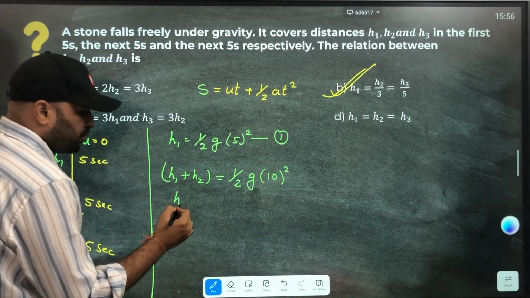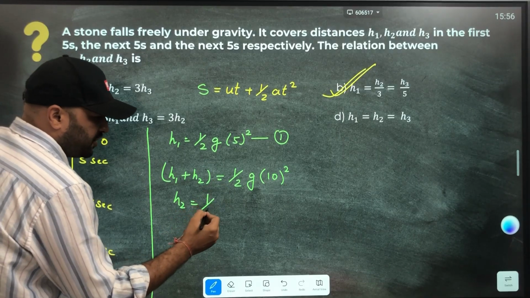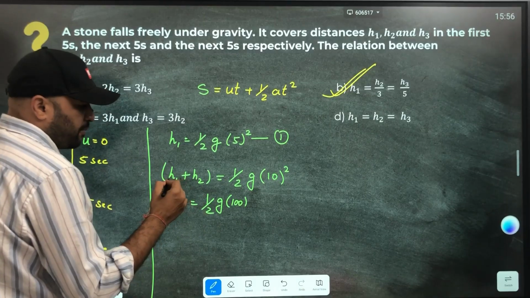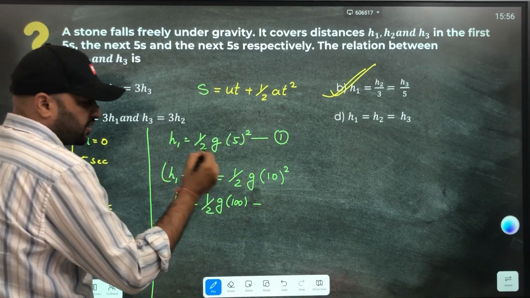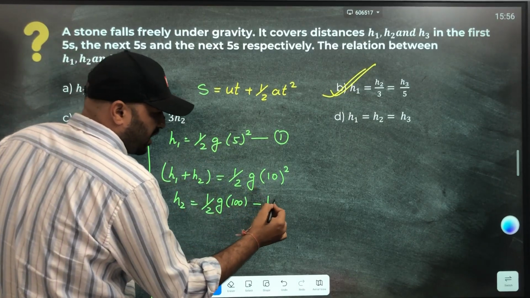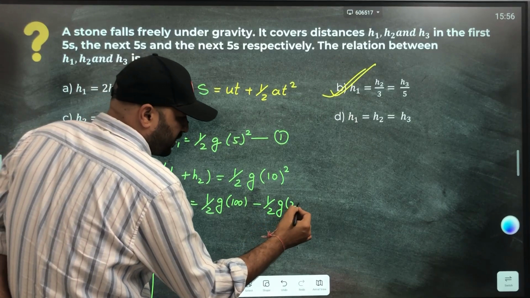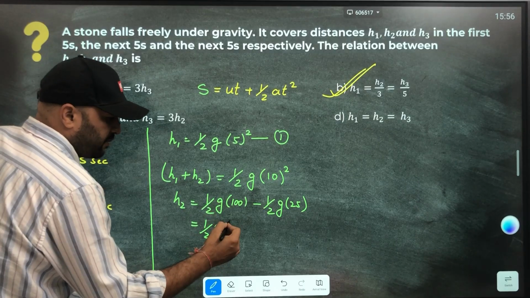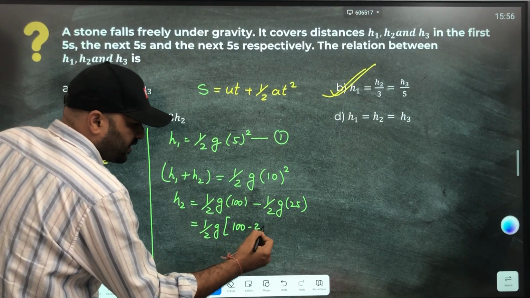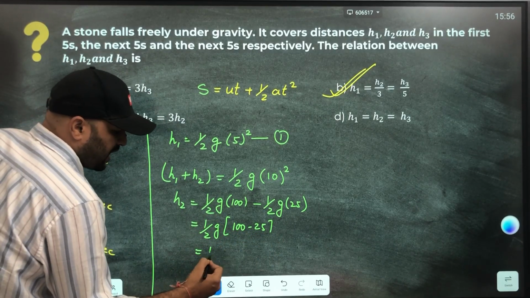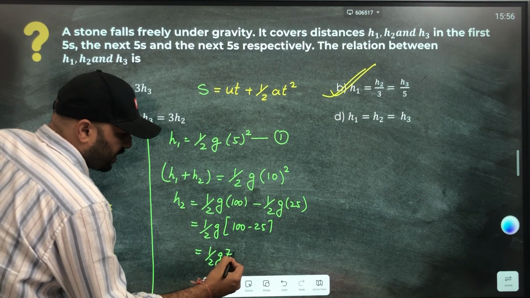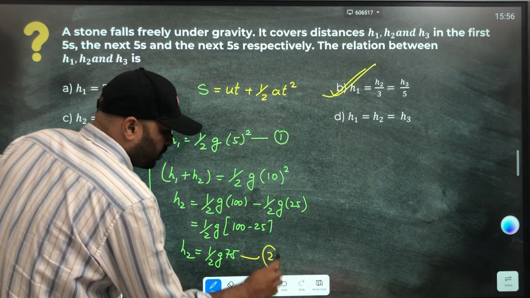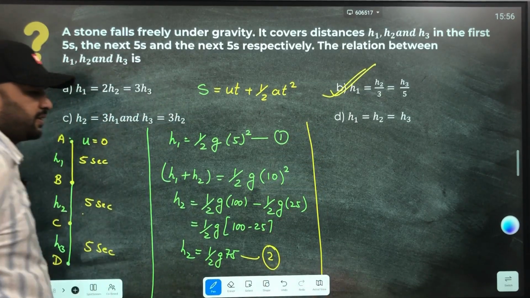So h2 will be equal to half g into 10 square, which is 100, and minus h1. I'm taking this h1 to the other side, minus h1, and what's the value of h1? Half g 25. So I'm just taking half g common, and this will be 100 minus 25. What is 100 minus 25? 75. So it will be half g 75. This is our h2. Equation number 2. I hope this is clear.